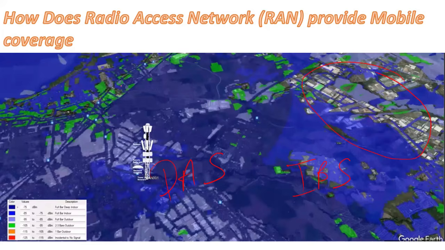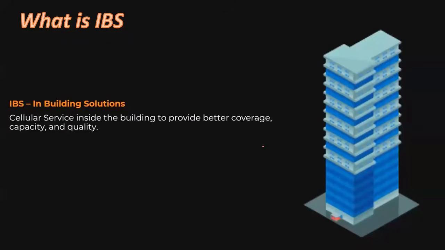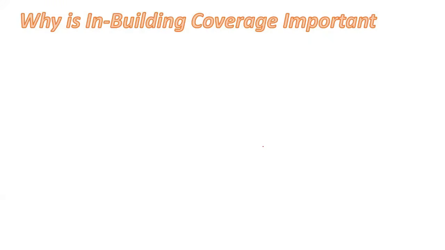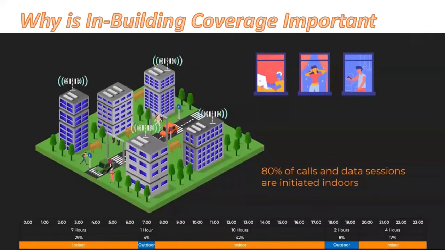Okay, so let's move to the next part, in-building wireless world. So what is IBS? In-building solutions. So cellular service inside the building to provide coverage, capacity, and quality. And it uses DAS, distributed antenna system, to evenly distribute signals in all the target areas. So why is in-building coverage important? As I said earlier, 80% of the calls and data sessions are initiated indoors.